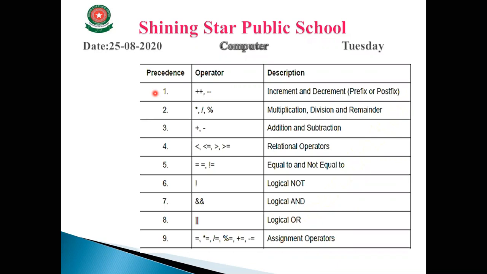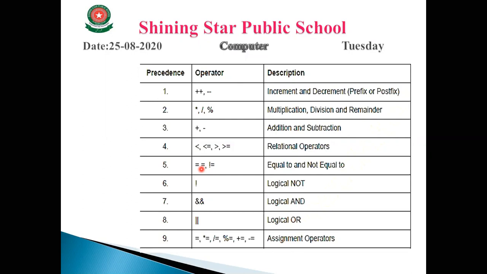The double equal sign means equal to. Then we solve equal to and not equal to. After these operators, our next priority is logical operators. In logical operators, our first priority is the not logical operator, the second priority is the and logical operator, and the third priority is the or logical operator.